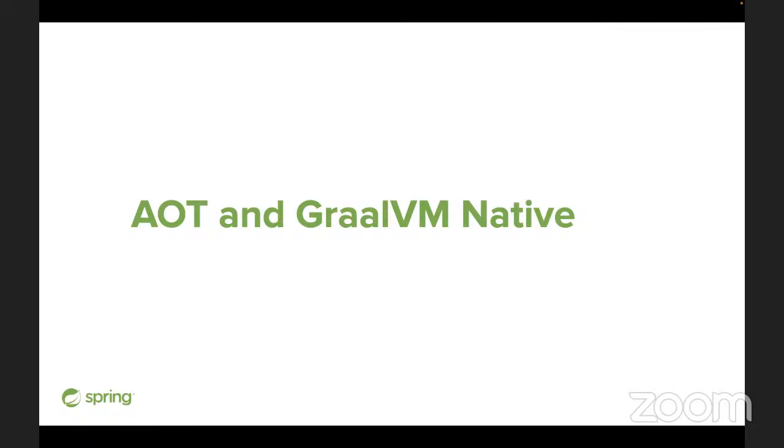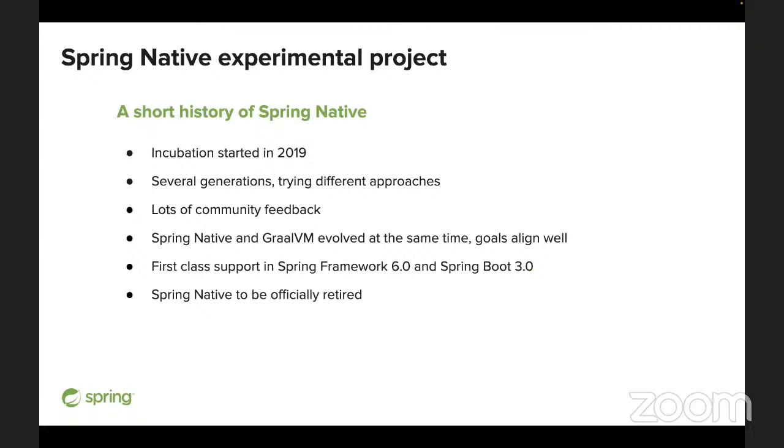All right, so the next one is ahead of time transformation and GraalVM native, which is a very, very high demanded feature in the ecosystem. A lot of people are asking for this. So let me go back to how that came to be. There is a project called Spring Native that was born 3 years ago, where we started to experiment on supporting native image for Spring-based applications.